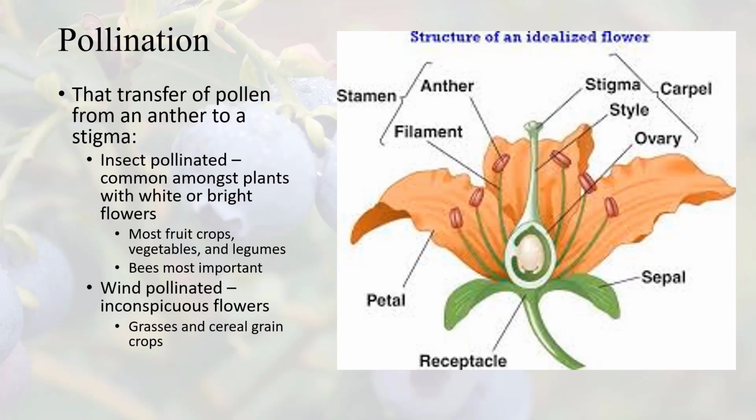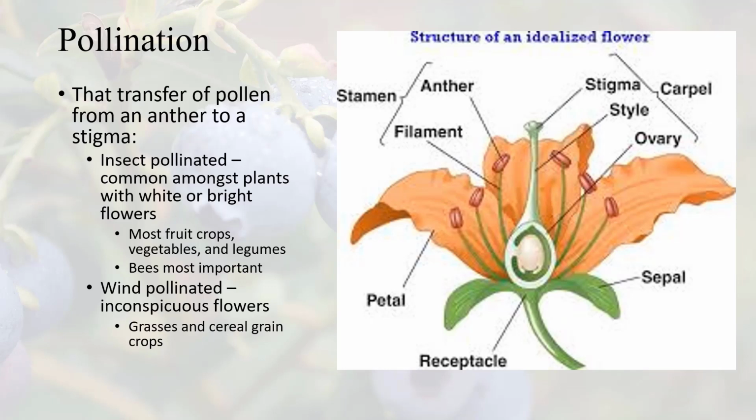Now, most of your fruit crops and your vegetables are insect pollinated, and you will see that there are adaptations for that. Your flowers that are insect pollinated will often be brightly colored. They will have nectaries to attract different insects to them. But you can also have plants that are wind pollinated, like your grasses. Your cereal grain crops are often wind pollinated, so they will generally have more inconspicuous flowers, because they don't need to attract these pollinators.